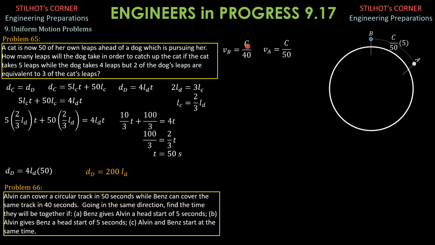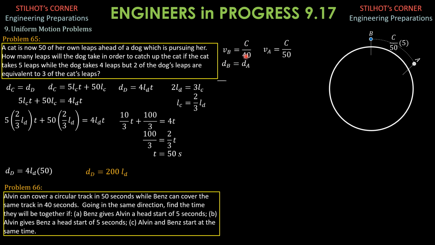So T sub B. Then the distance that Alvin will cover is equal to the speed of Alvin, which is C over 50, times T sub B. So it should be referred to Benz's time, plus the distance where Alvin is ahead, which is C over 50 times 5. So the distance of Benz should be equal to the distance of Alvin.